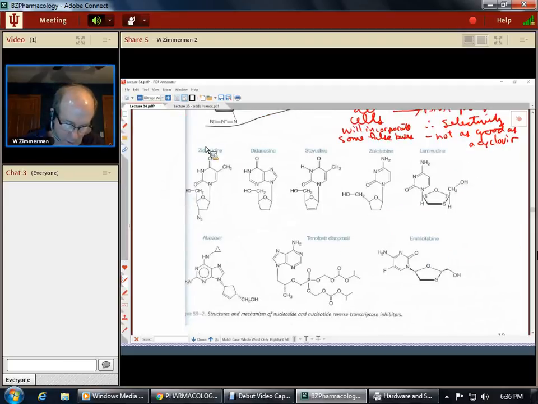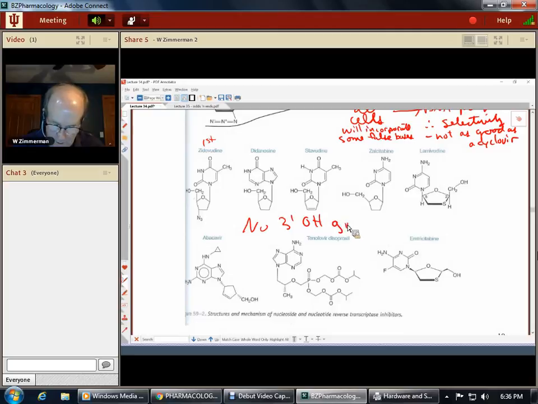So zidovudine, as I said, was the first one, but a lot of other ones have come out. These all look like me-too drugs, but they aren't. They give us a lot of nice flexibility. In each of these, there is no 3' hydroxyl group. Therefore, we get chain termination when they get incorporated.